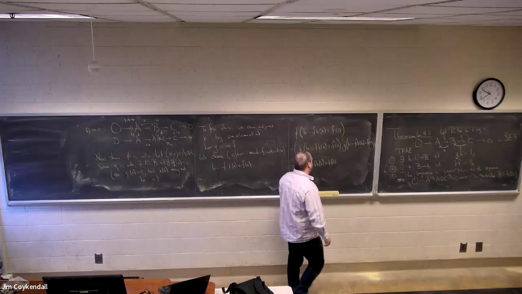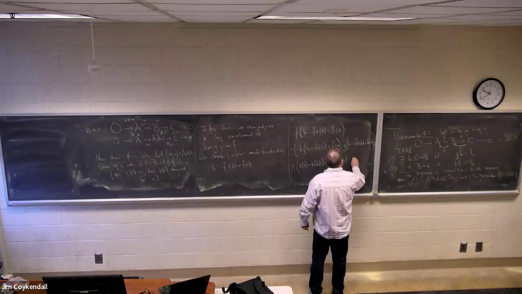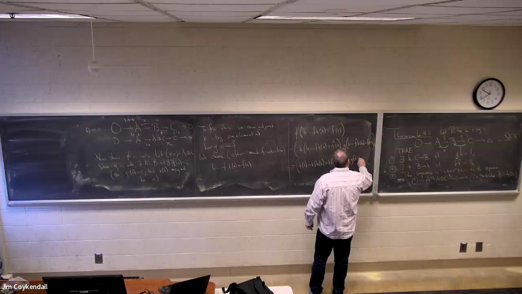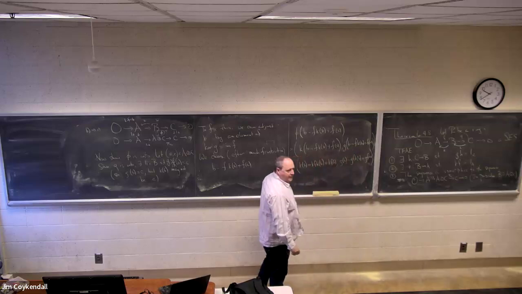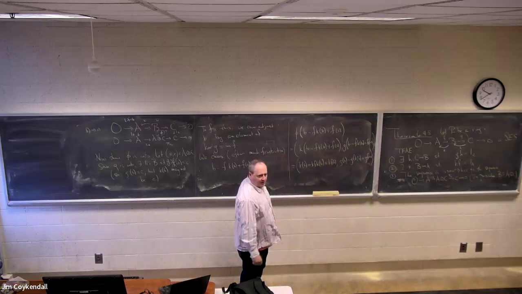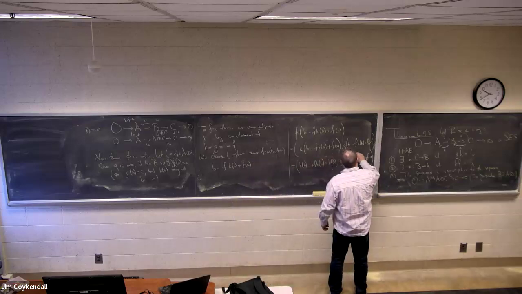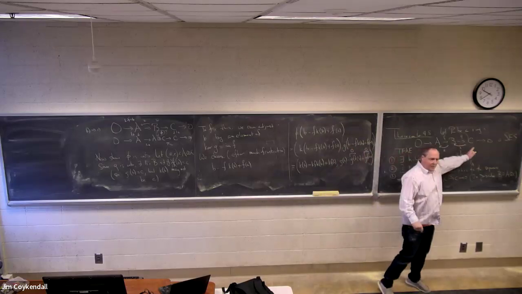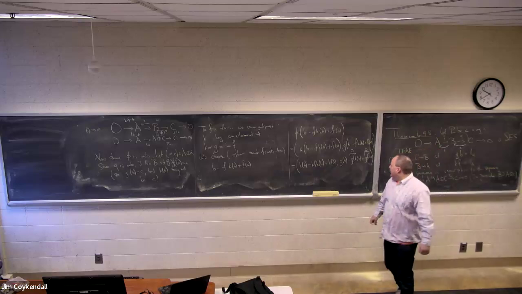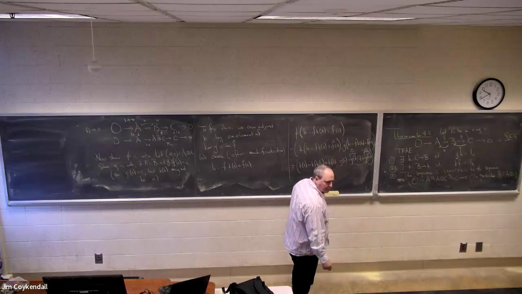So G of B minus GFA of B plus GFA. Right, but let me remind you, GF is 0. That's the original exact sequence. So these two are gone.